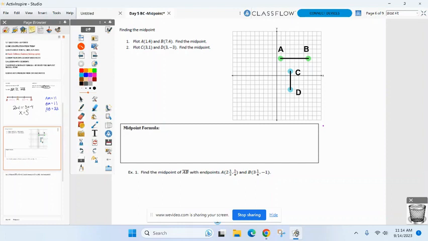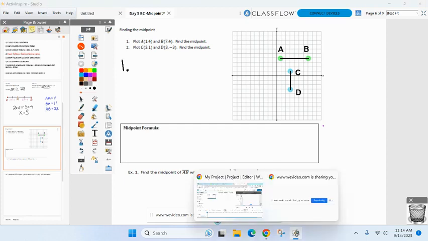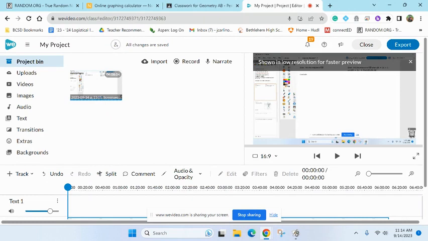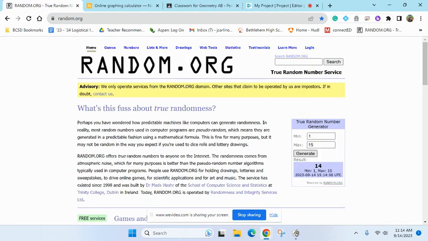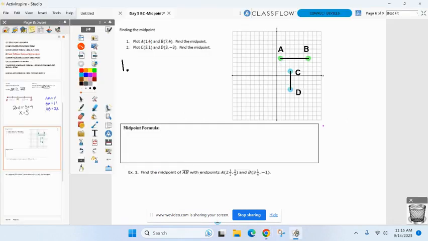Midpoint 14. Gianna, what do you got for me? When you're ready. 4, 4. Good work. Yep. Coordinate 4, 4 is in the middle and splits it into two congruent pieces.